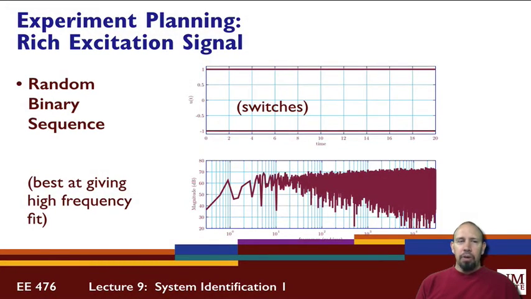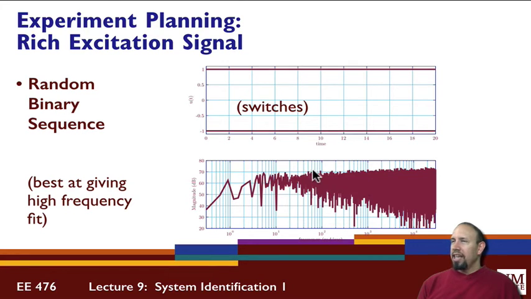Another very important rich excitation signal is a random binary sequence. If you were to plot a random binary sequence, this is what it looks like. It's either +1 or -1, and it switches. Since the function is either +1 or -1, you don't actually see any transitions between the two, so you just get what looks like a line and a line. The frequency response of that looks something like this.